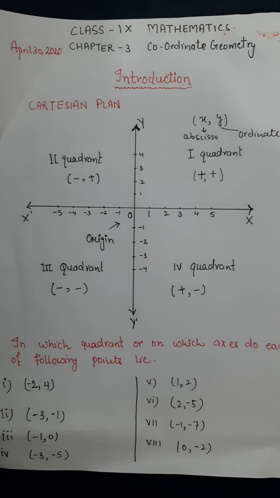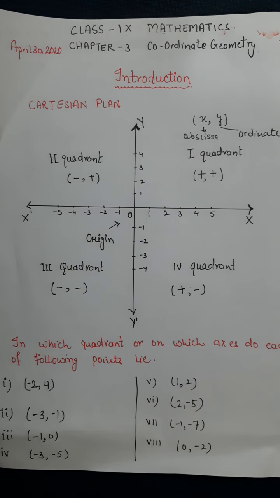Today we are going to start chapter number 3. Already we are done with chapter 1 and chapter 2. Chapter 1 was number system. Chapter 2, polynomials, we are done. Today we are going to start chapter number 3, that is coordinate geometry.